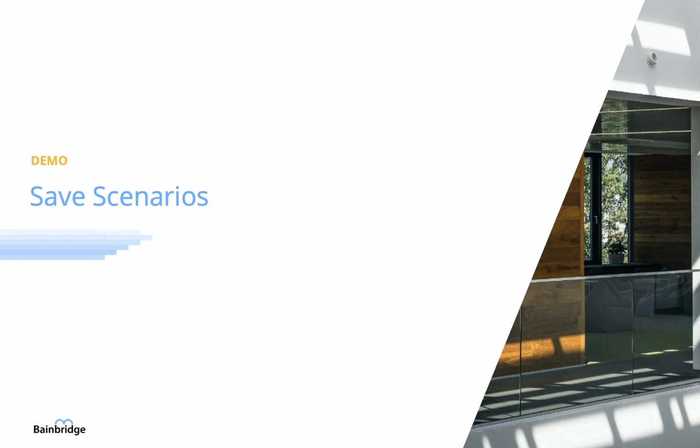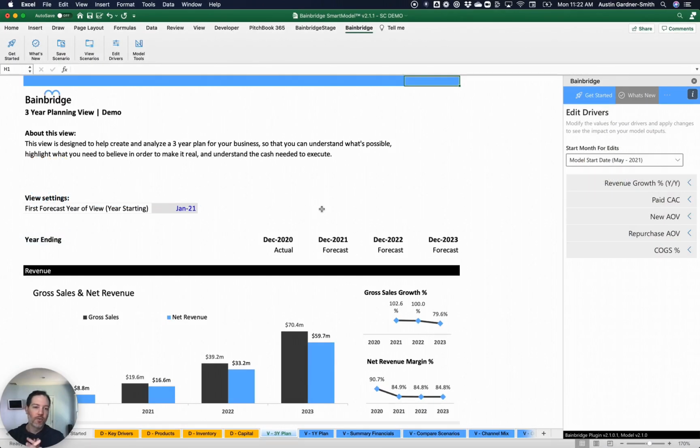So let's say we've got our model to a good spot. We've tuned all our drivers. We're very happy with what the outcomes look like. We think it's achievable. And we want to actually memorialize this scenario. Typically what we do is save our Excel workbook, maybe drop that in a shared drive, and we're iterating it over and over again.